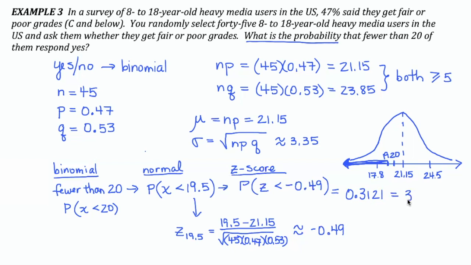And written as a percent, that's 31.21%. So going back to our question, what's the probability that fewer than 20 of them respond yes? It's going to be about 31%. And again, I was able to do this without having to calculate 20 different probabilities.